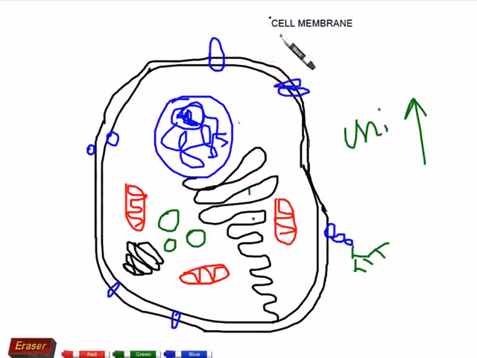Okay, so what a cell is constituted of: the first thing is a cell membrane, and the second thing is cytoplasm. Okay, so you have a cell membrane and you have cytoplasm. It is more likely to be called a protoplasm.